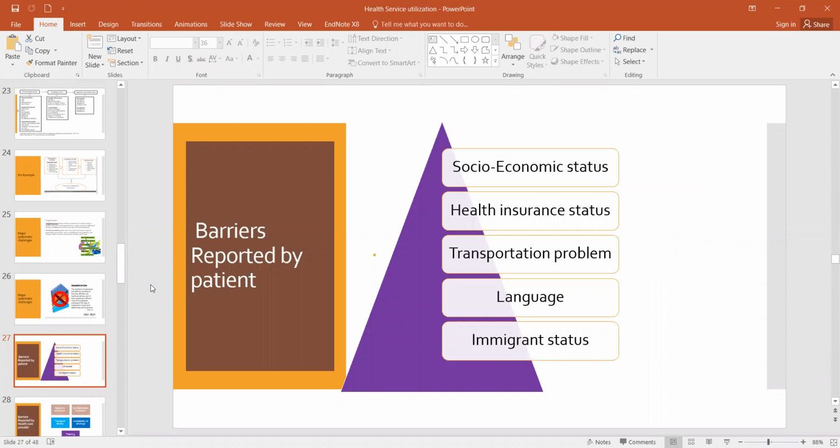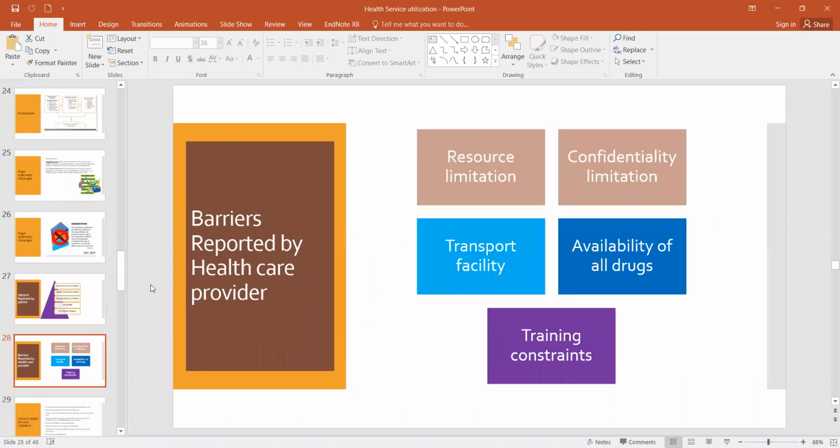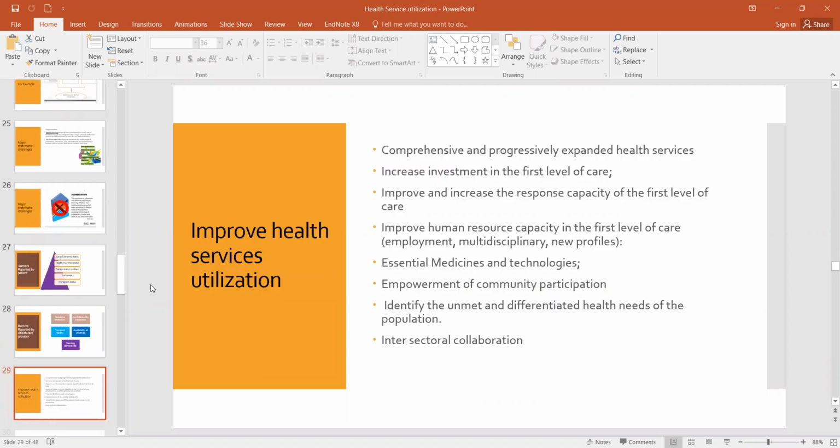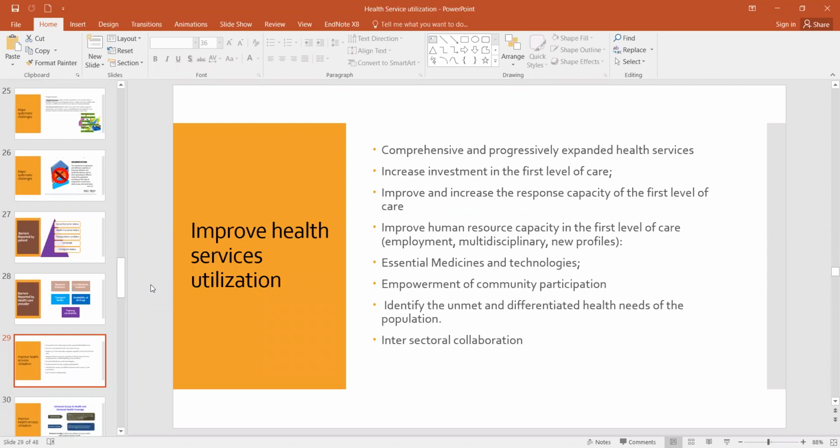Barriers reported by patients. There are different barriers which are reported by patients or healthcare providers, like socioeconomic status, health insurance status, transportation problems, language barriers, and immigrant status. These are the barriers which are reported by the patient. And some barriers are reported by a healthcare provider, like resource limitation, confidentiality limitation, transport facility, availability of all drugs, and training constraints.